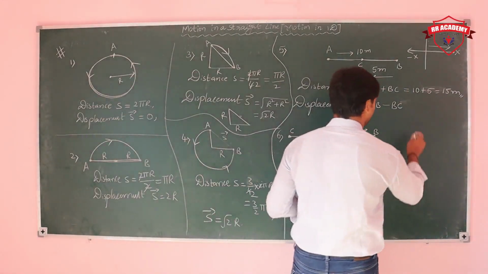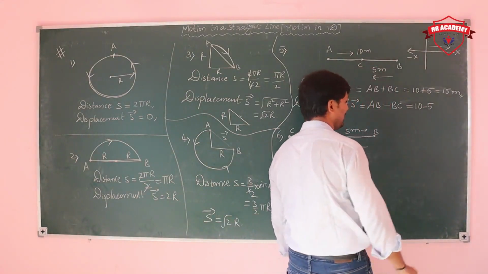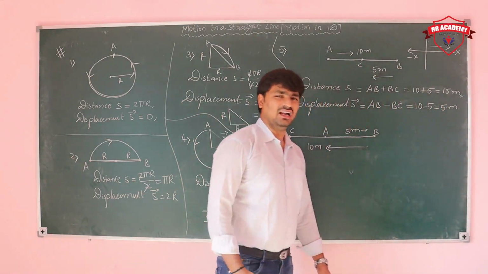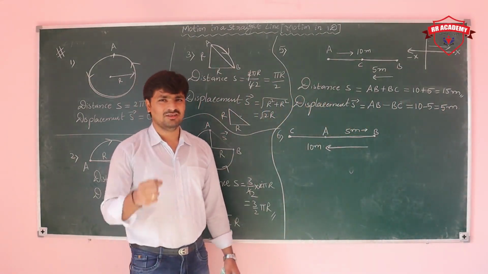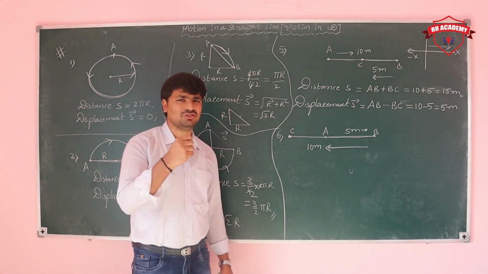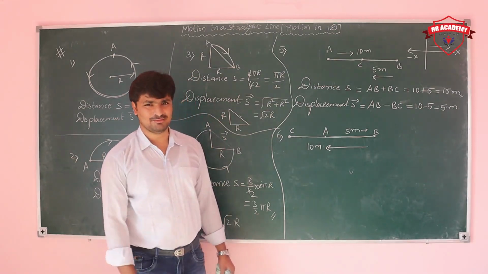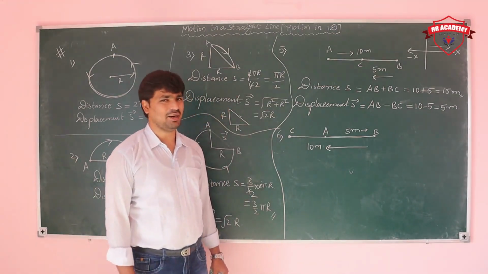So forward how much? 10. Backward how much? 5. So then what is the displacement? 5 only. And also we know that displacement does not depend on the actual length of the path, only on the initial and final points. And distance depends on the actual length of the path.